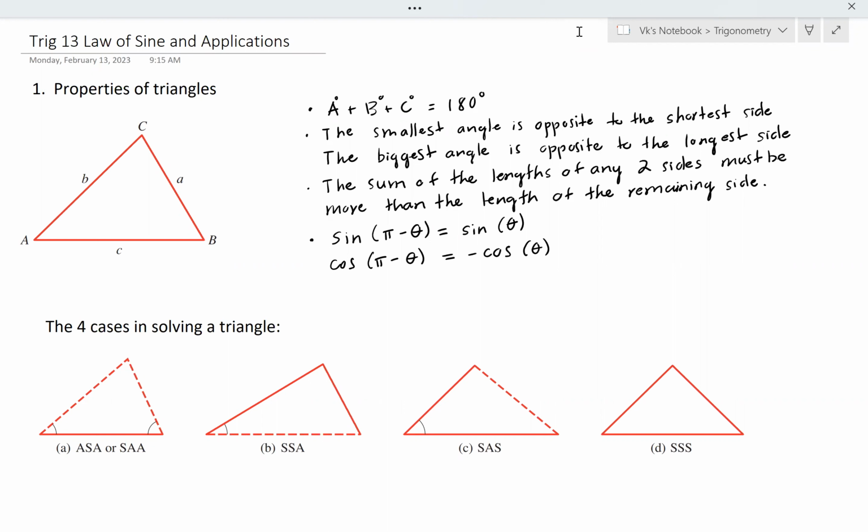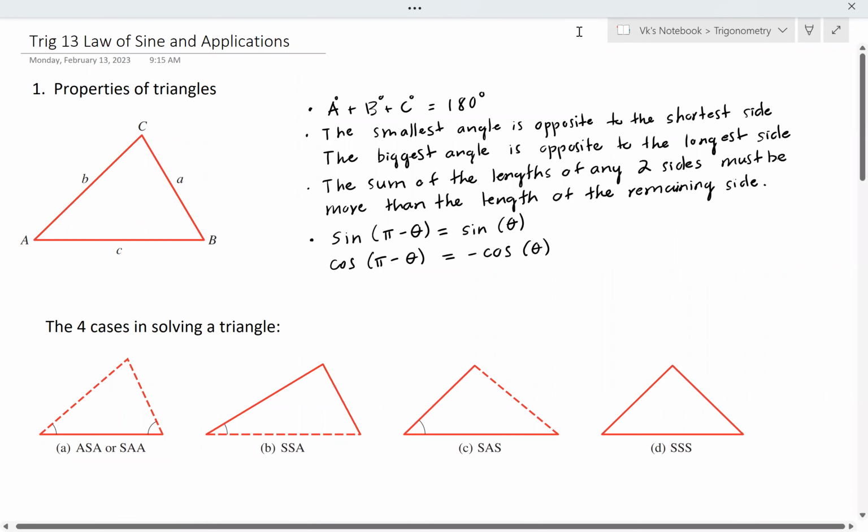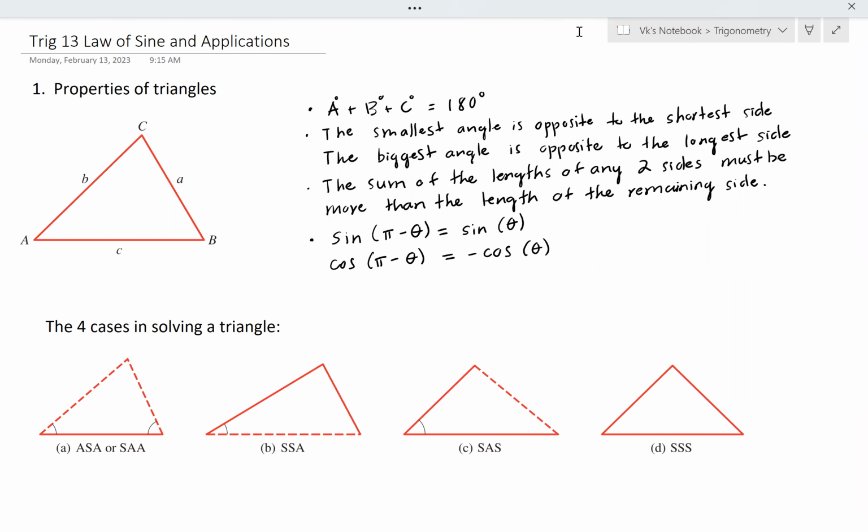We also have two trigonometric identities. Sine of pi minus the angle theta is equal to sine of the angle theta. This is true because sine is positive in the first and the second quadrant. Cosine of pi minus theta is negative cosine of the angle theta. Well, this is true because in the first and the second quadrant, cosine is positive in the first quadrant and negative in the second quadrant.